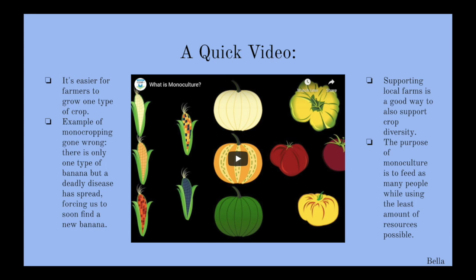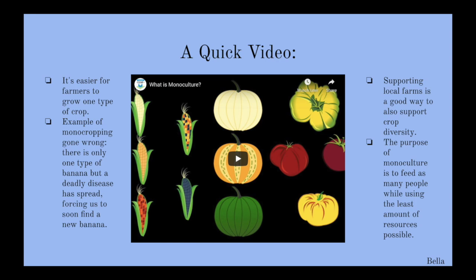Lastly, I found a quick video which explains different aspects of monocropping. Basically, it's easier for farmers to grow one type of crop, and the purpose of monoculture is used to feed as many people while using the least amount of resources possible, which makes it really a popular way to farm today because we have so many people, and which means we have a decreased amount of resources.